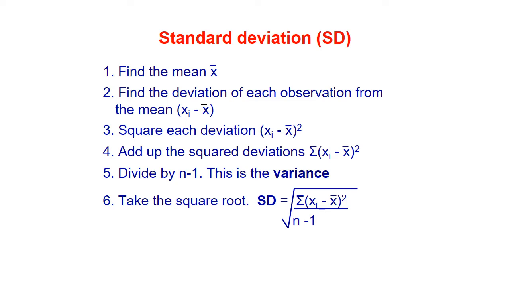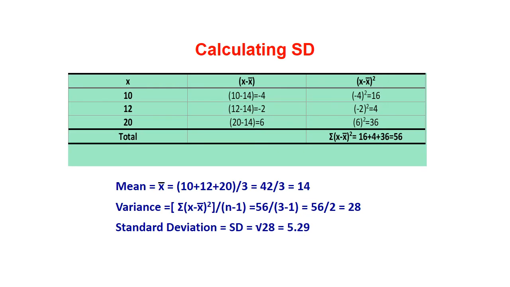Step number 6 is to take the square root to get the standard deviation. So the standard deviation is equal to the square root of what you get in step number 5. In the next slide, we use an example to calculate the standard deviation so you can understand this step. See the example in the slide.